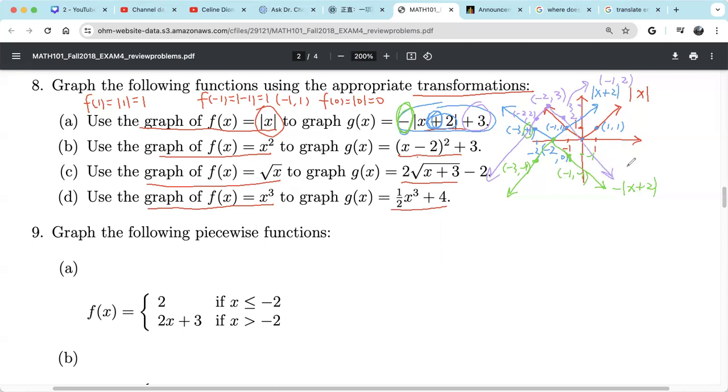The final graph, so this is the final graph of g of x, which is a negative absolute value of x plus 2, then +3. So the order is we do the horizontal shifting first, then we do a reflection, then in the end, we do the vertical shifting.